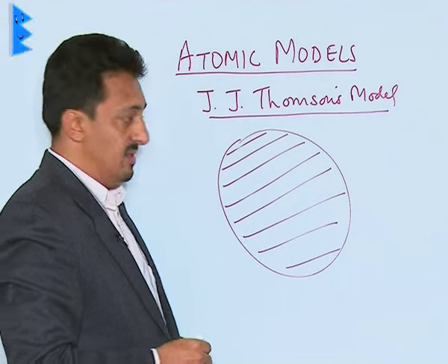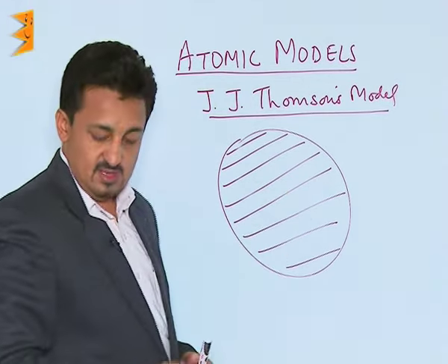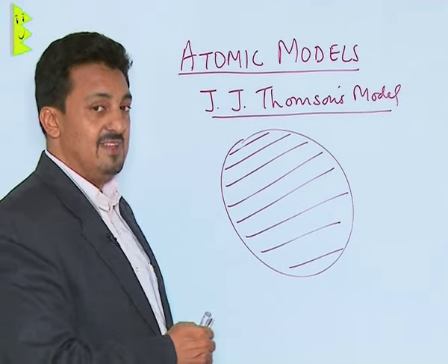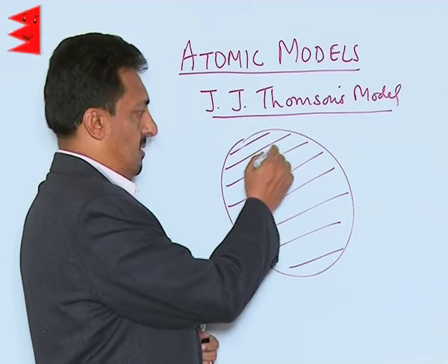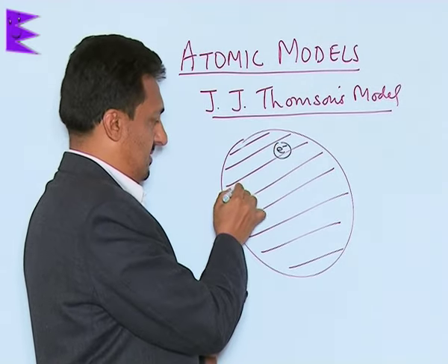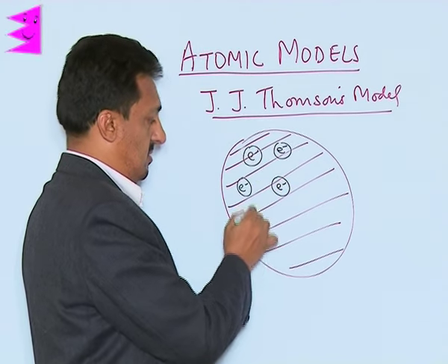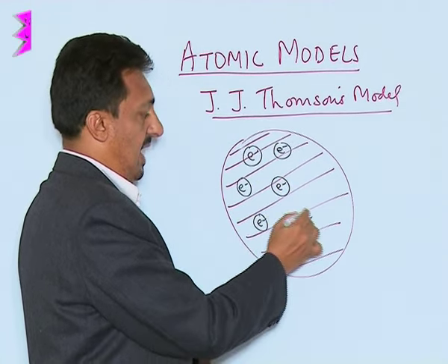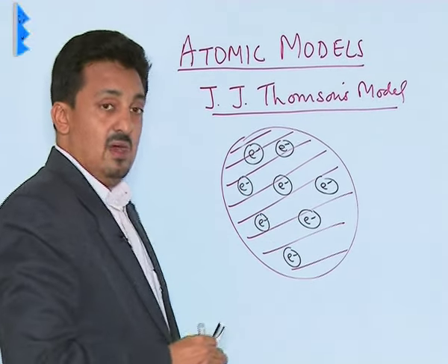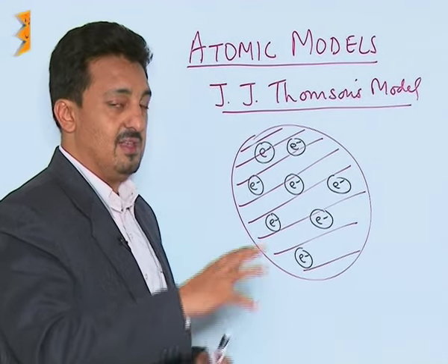And in this uniformly distributed spherical atom are lying positively charged or negatively charged electrons which are embedded in this, like we have raisins in the puddings, or we have the seeds of the watermelon in the watermelon.